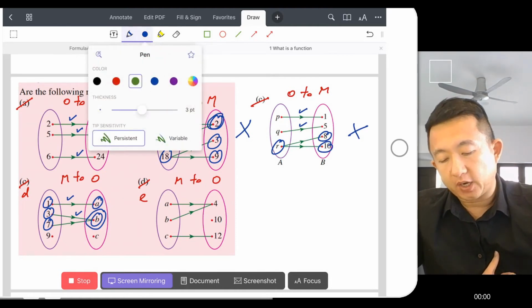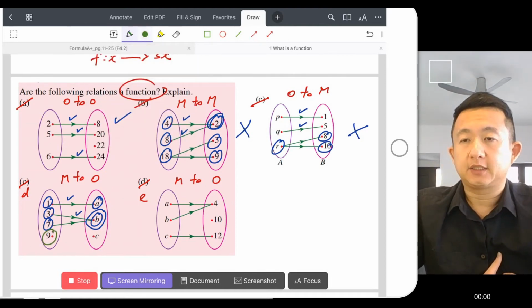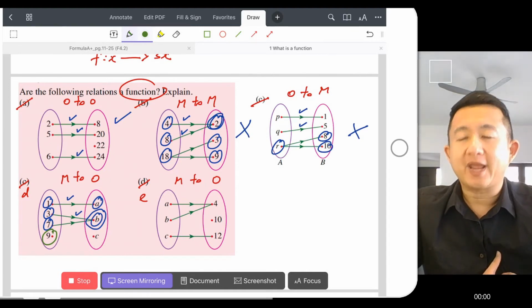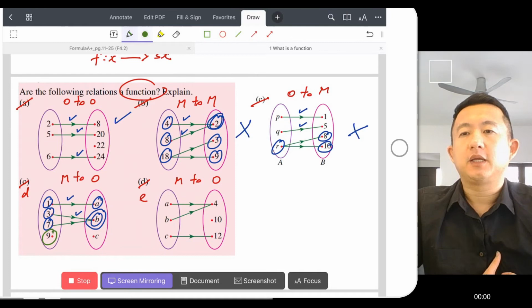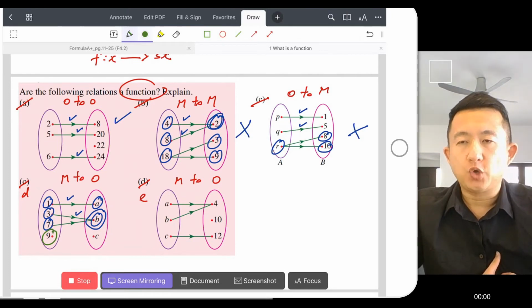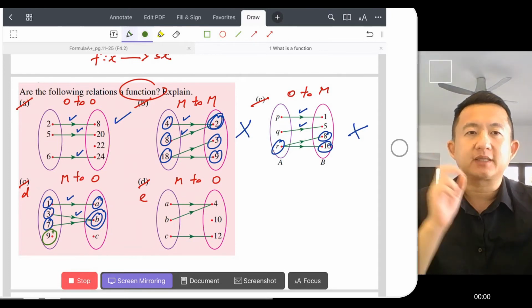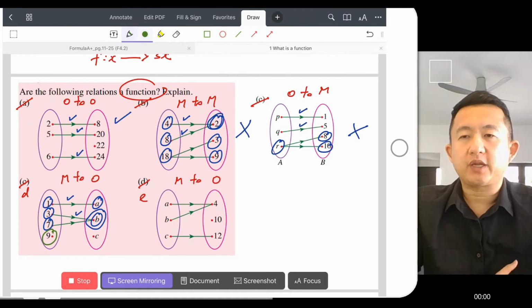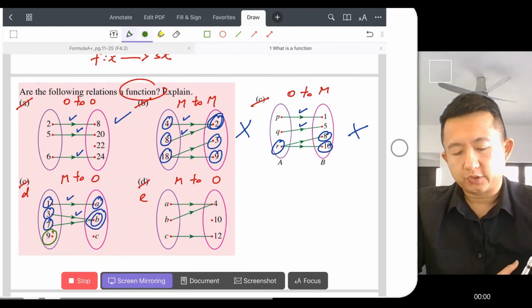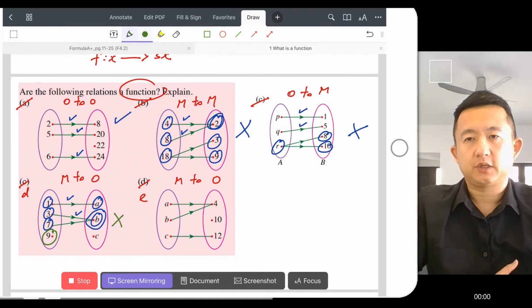But how about input 9? There's no output connected with input 9. So not every input has one output. Not every. Every is the keyword here. Not every input has one output. So this is not a function. Okay?